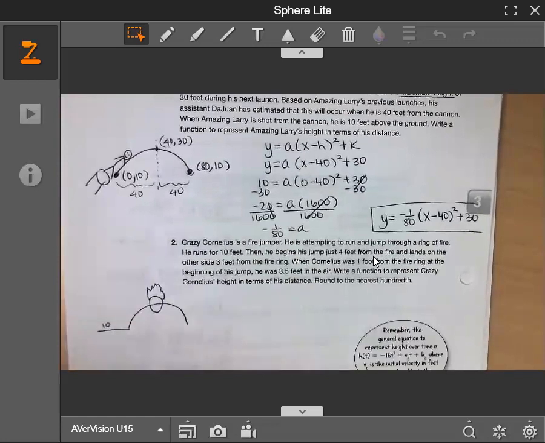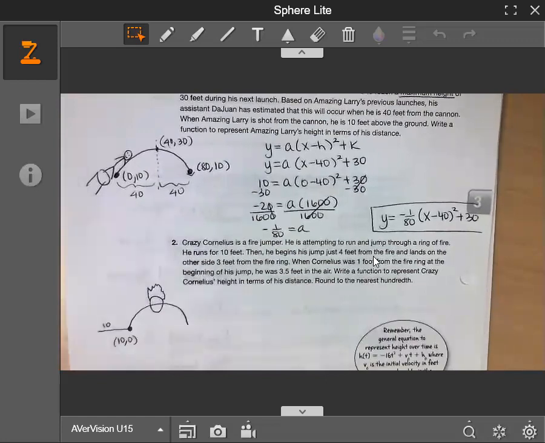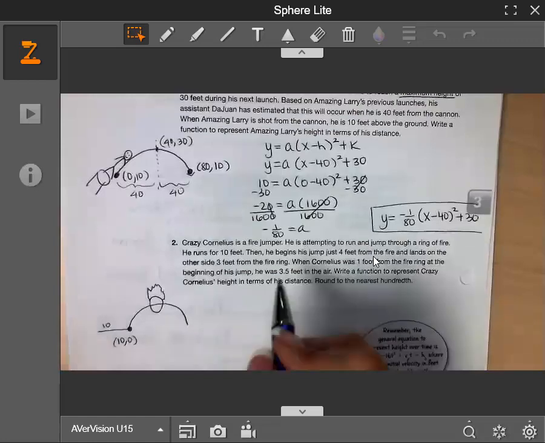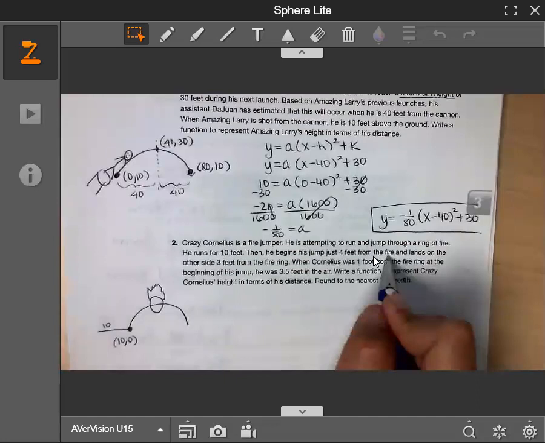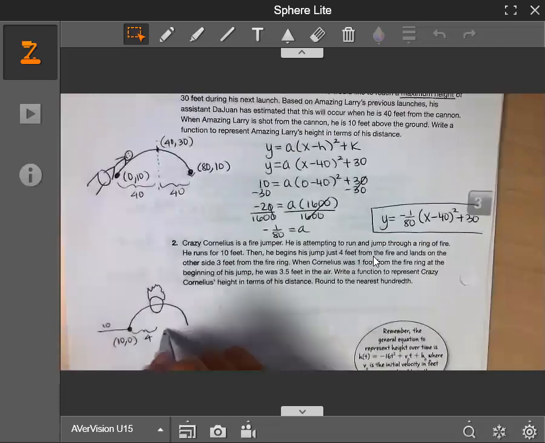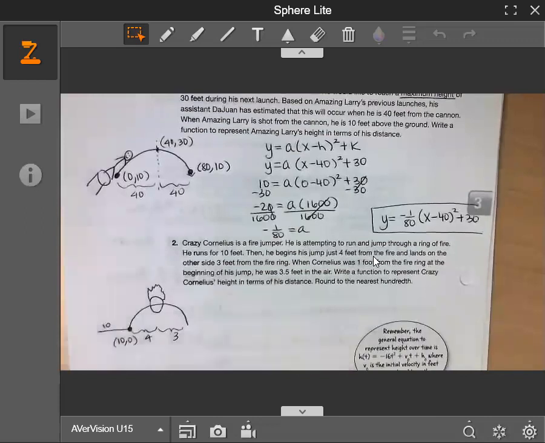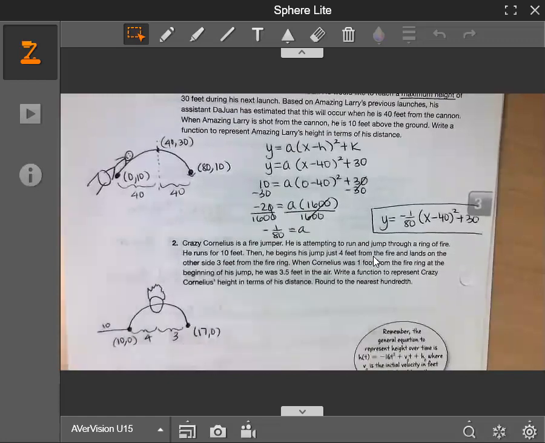So let's talk about the rest of the points. We know this point right here is at (10, 0), because he has not jumped yet, he's run those 10 feet. The next one says that he begins his jump just 4 feet from the ring of fire. So we know that this is 4 feet to that ring of fire, and lands on the other side 3 feet away. So there is another 3 feet. So this point would be at (17, 0). So we've got our 2 roots there.